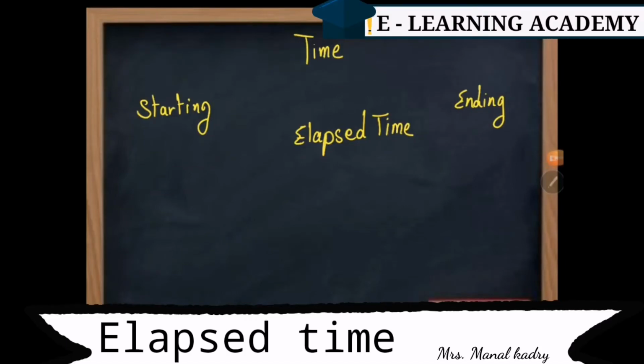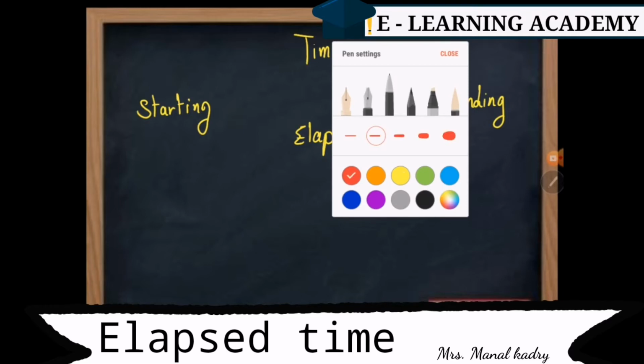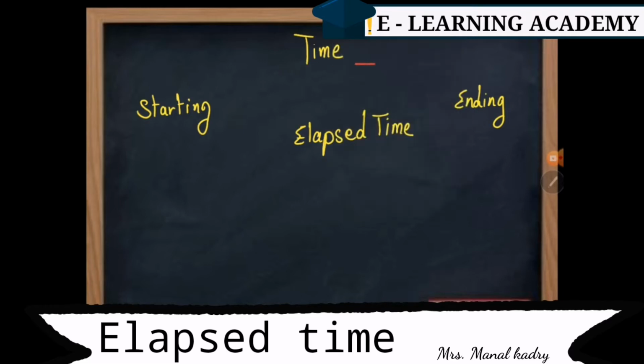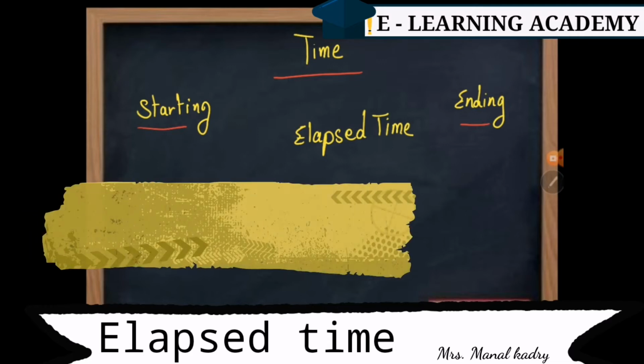Now let's understand how to calculate the time. For everything, I have a starting time and an ending time, and between the start and the end I have the elapsed time. So the elapsed time is the time passed from the starting to the ending. Now I have two ways to calculate this.